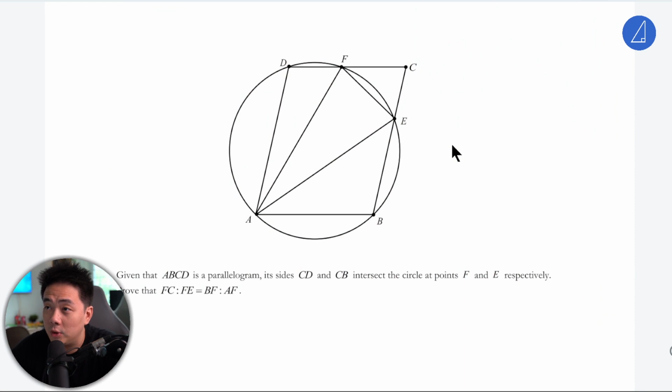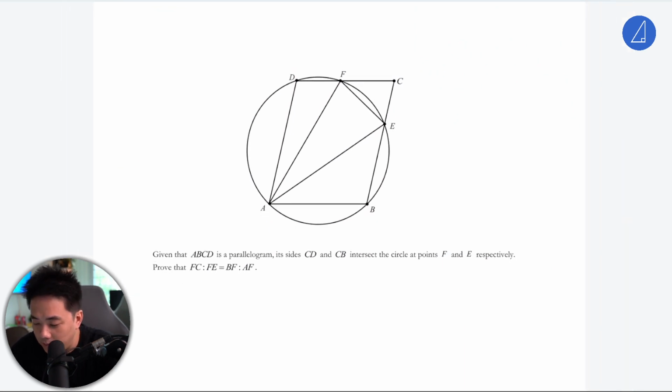Hi students, let's look at this question here, which is on proof in plane geometry. Given that ABCD is a parallelogram, the whole thing here is a parallelogram. CD and BC intersect at F and E, so the circle. Prove that FC and FE, BF and AF are in the same ratio.